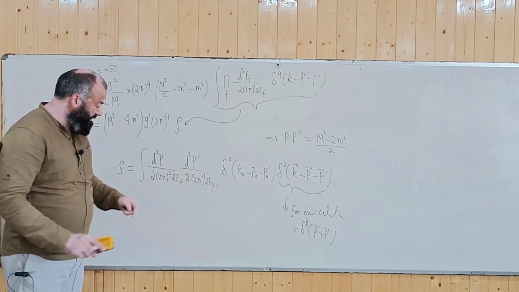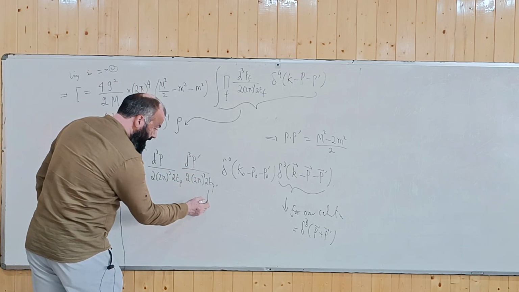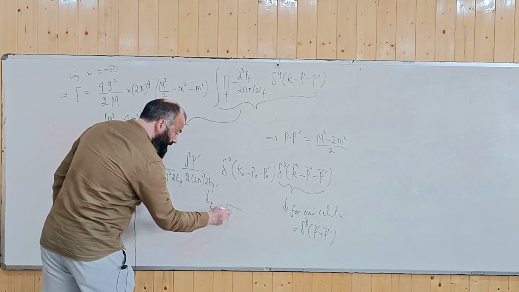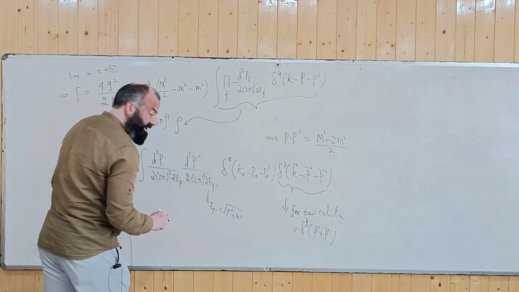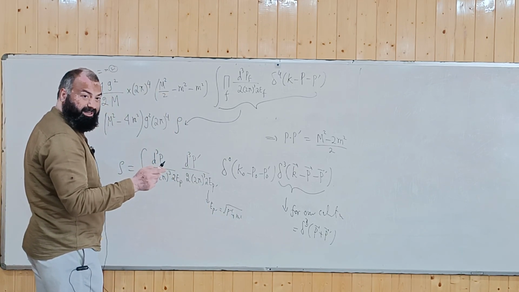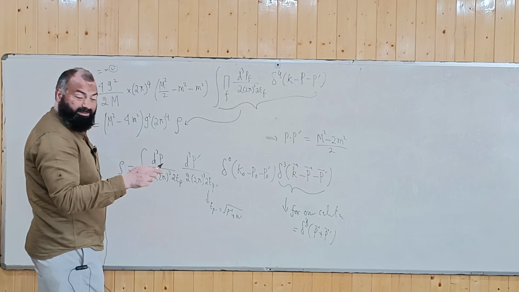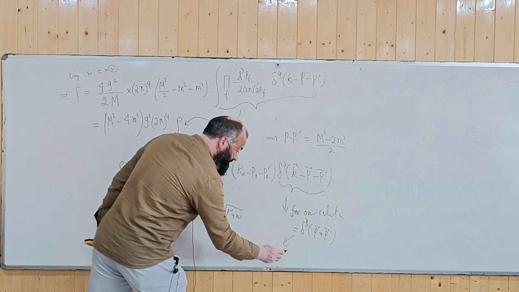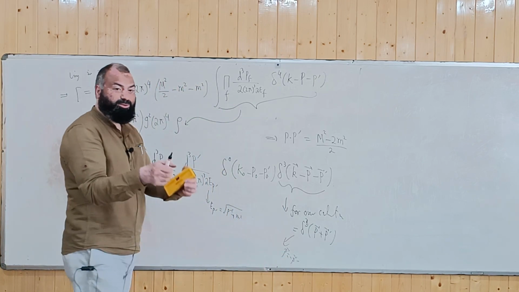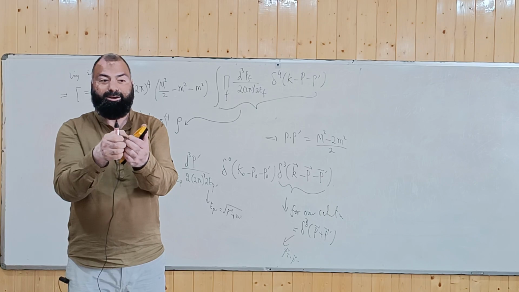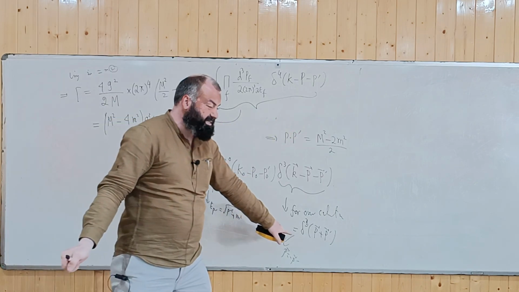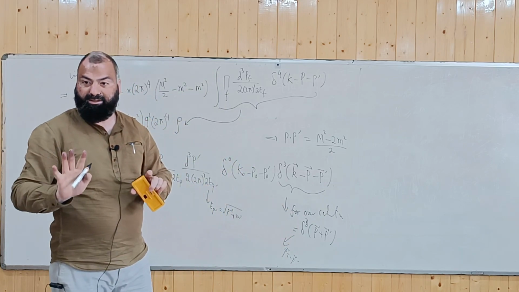So let's integrate over p prime. Now look here: Ep prime is the square root of p prime squared plus m squared. When I integrate over p prime, what do I get? p prime is equal to minus p. So this delta function forces p equal to minus p prime. What does it mean? Suppose you have a particle at rest and it decays. Both particles move in opposite directions. That is what this condition gives me.